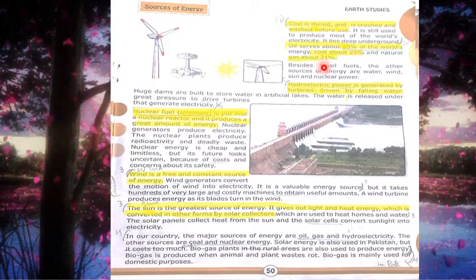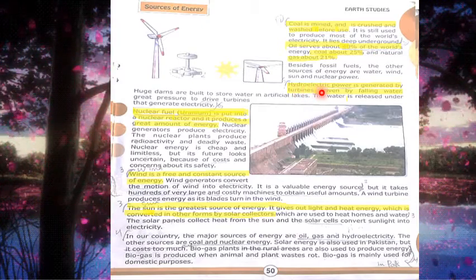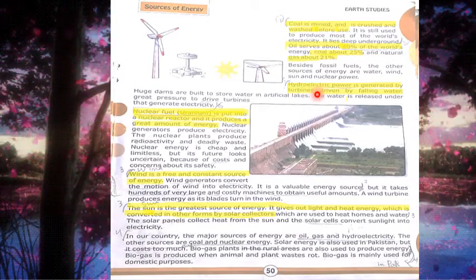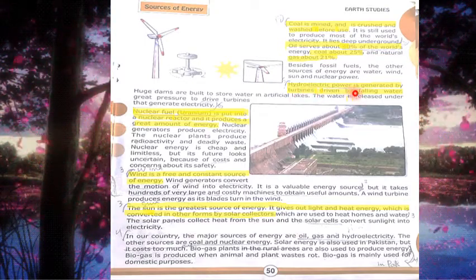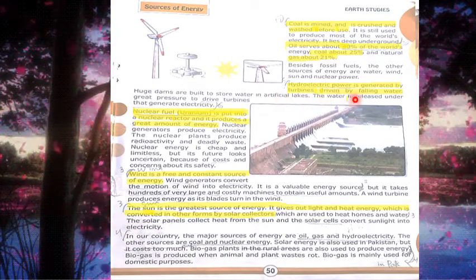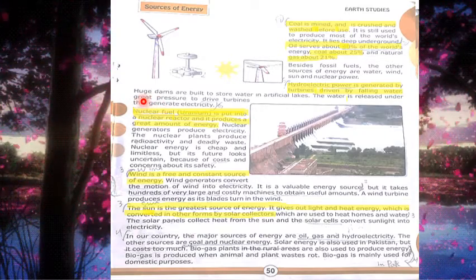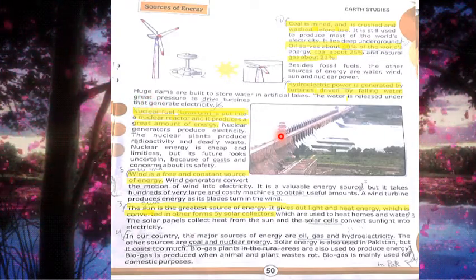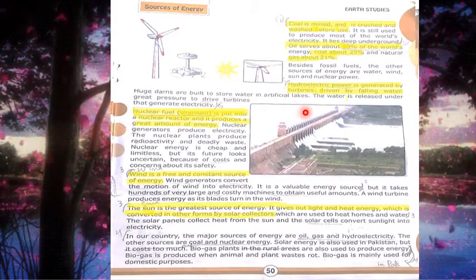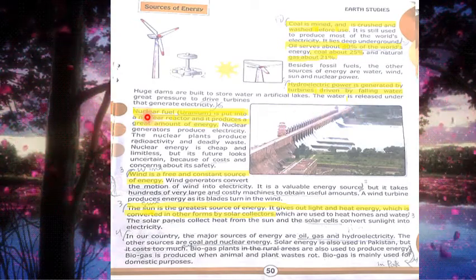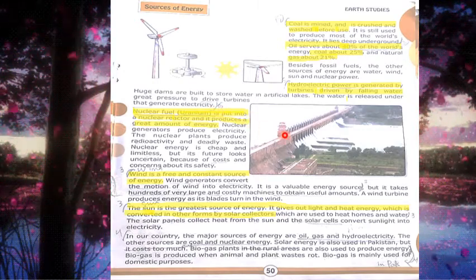Apart from fossil fuels, there are different means of electricity production, and they include hydroelectric power as well. Hydroelectric power is generated by turbines driven by falling water with great pressure. Here you can see that huge dams are built to store water in artificial lakes. The water is released under pressure and it drives the turbine and can generate electricity.